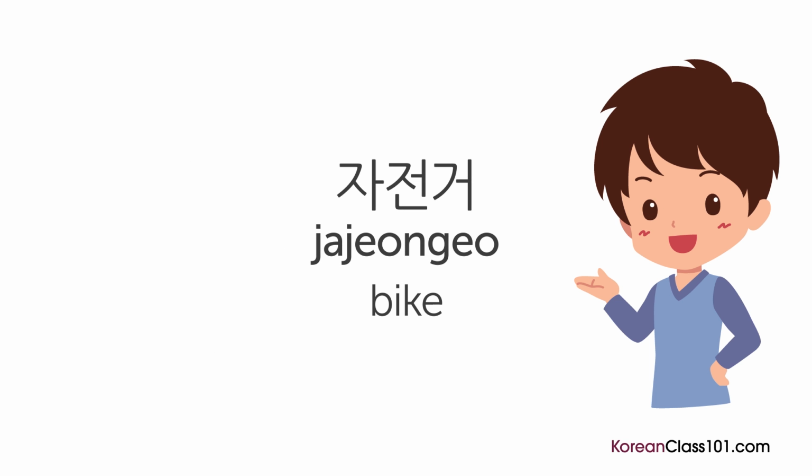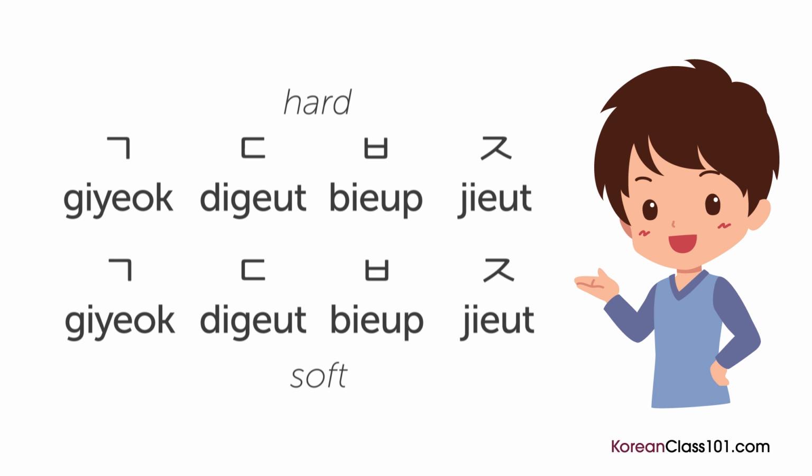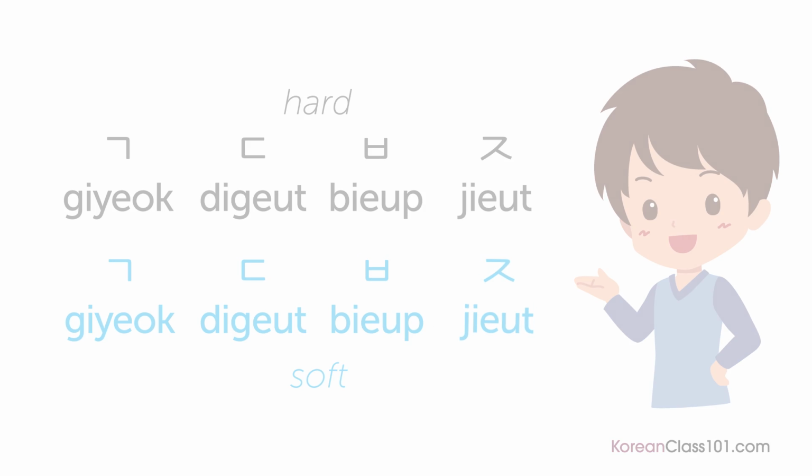Let's do one more example with the word for bike, 자전거. This word has the letter 치읓 twice, so you can really hear the difference. The first 치읓 has the harder puff of breath, whereas the second 치읓 is a little bit softer. 자전거. Sometimes the sounds can be a little difficult to distinguish, so it's good to separate them into two categories: the hard 기억, 디귿, 비읍, and 치읓 sounds, and the soft 기억, 디귿, 비읍, and 치읓 sounds.